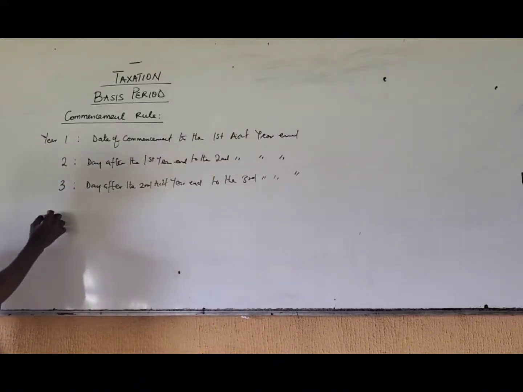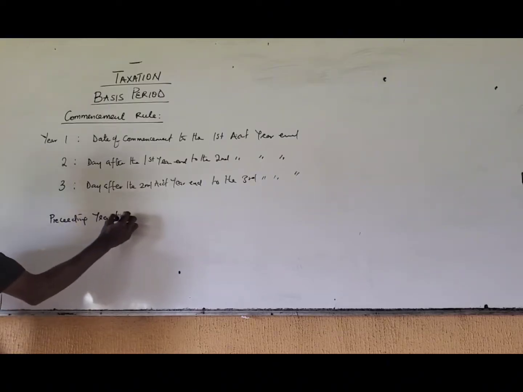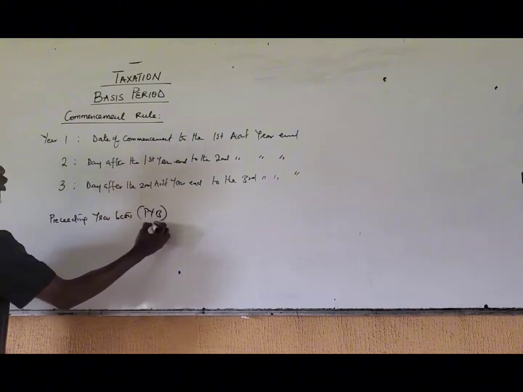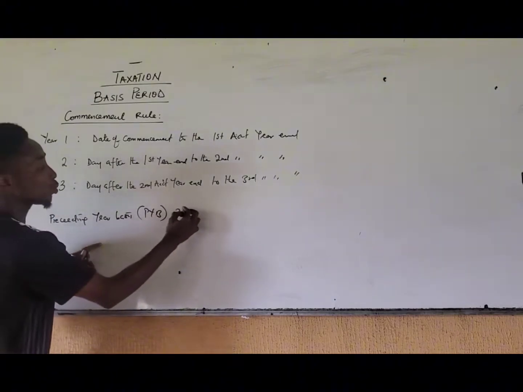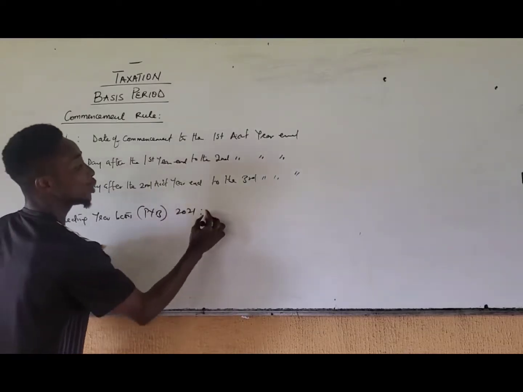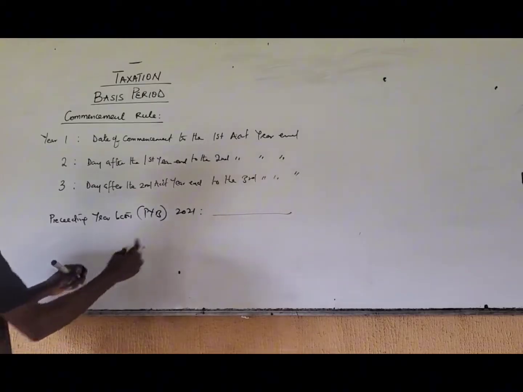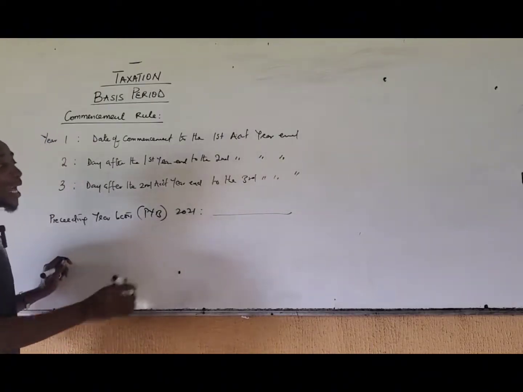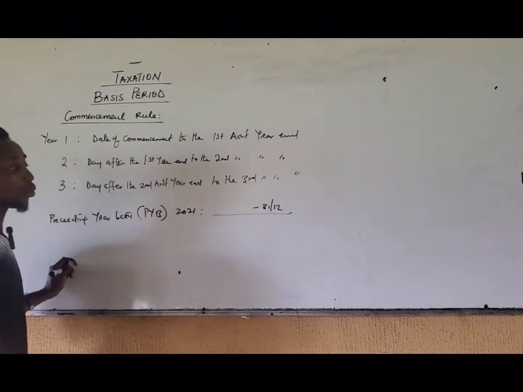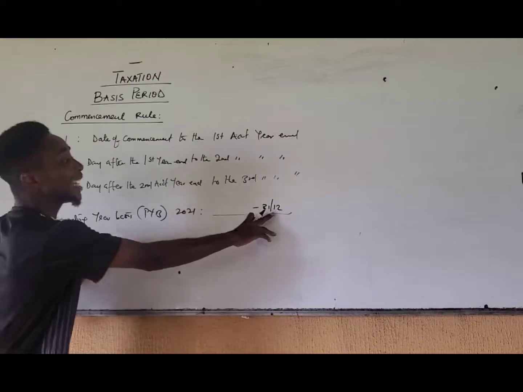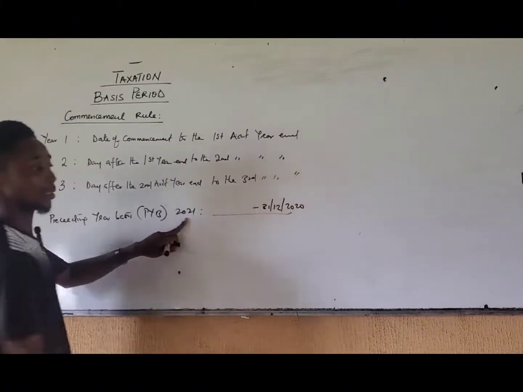Now what is preceding year basis? When we say preceding year basis, it talks about the year before this year. So to assess 2021, it is the activities of 2020, the year before. So if we want to assess 2021, and the accounting year end of the firm is 31st of December every year, it means that the year before 2021 is 2020.